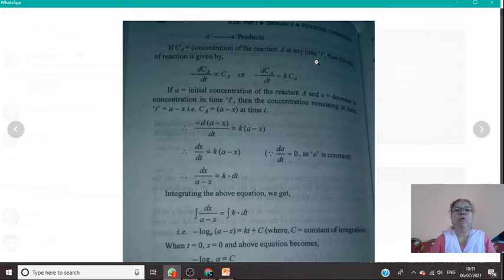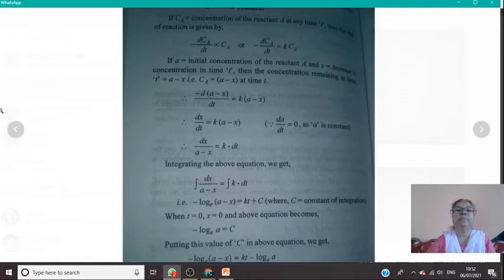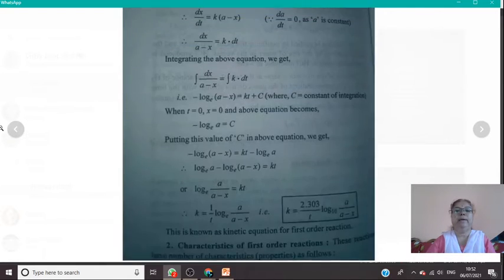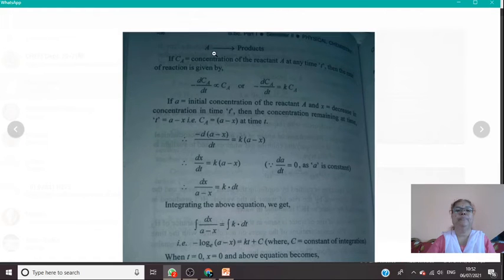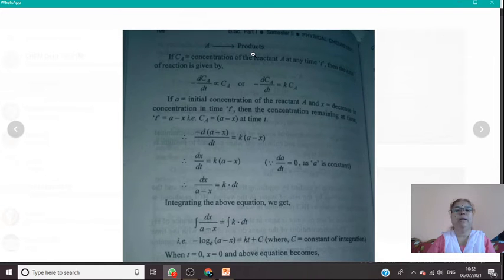That means there is only one reactant, or if there are two or three reactants, still the rate of that reaction depends only on one reactant's concentration. Such reactions are called first order reactions. In general, we consider a first order reaction where A is our reactant and it gives product. This is our chemical reaction.